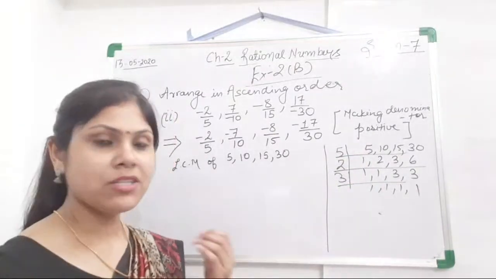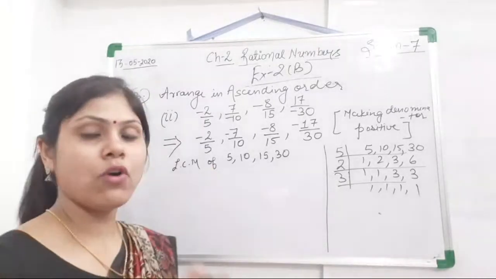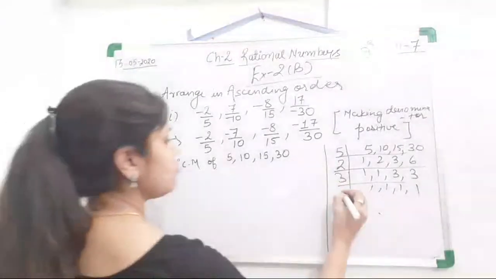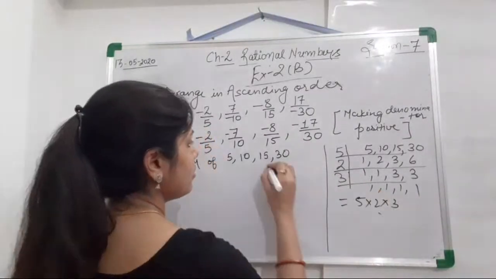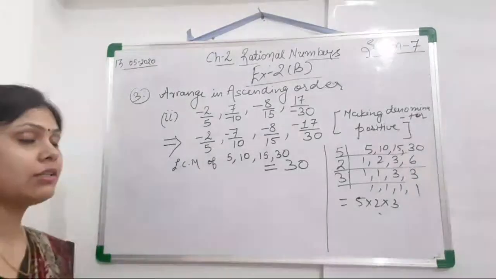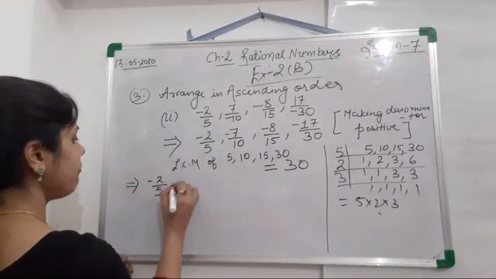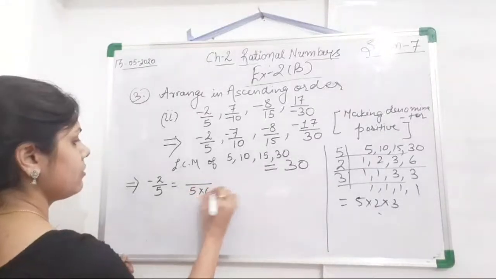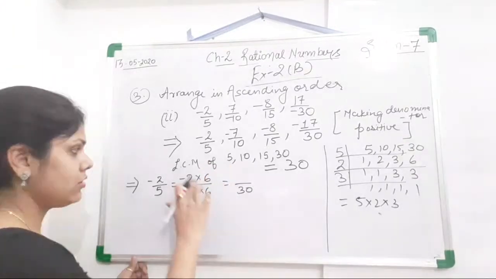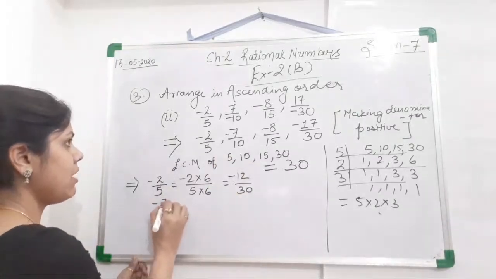Whatever is suitable for you, you can do. Because here the question is not of finding the LCM, the question is of finding this. So whatever is easy for you, do that first. So what LCM will you get here? You got the LCM of 5, 10, 15, 30 as 30. Now this implies minus 2 upon 5 can be written as 5 6s are 30, so 6 we will multiply in the numerator as well. 2 6s are 12. Now the second one, minus 7 upon 10.